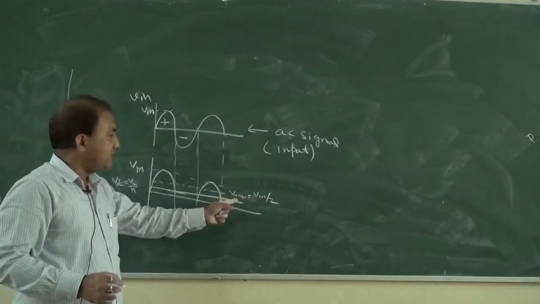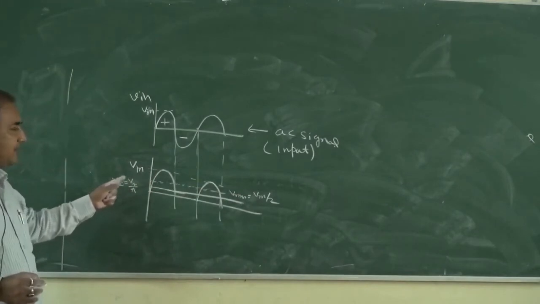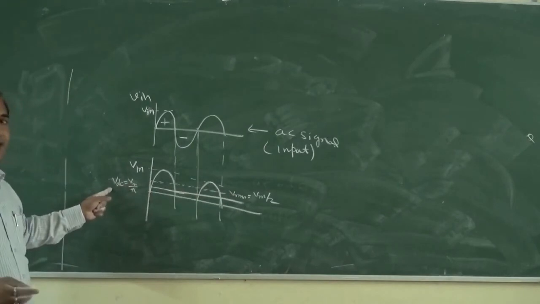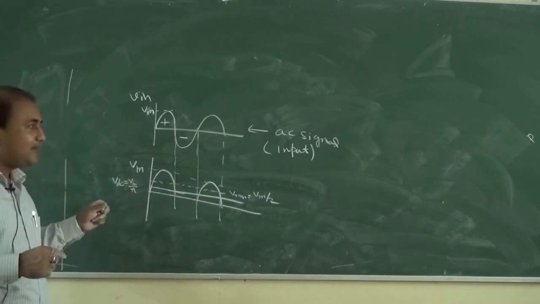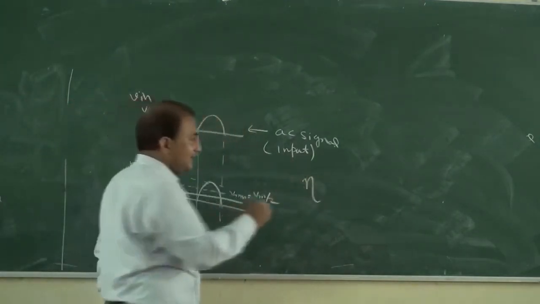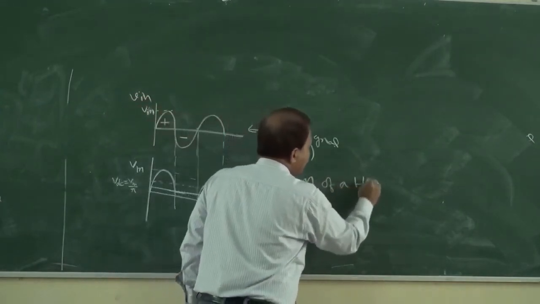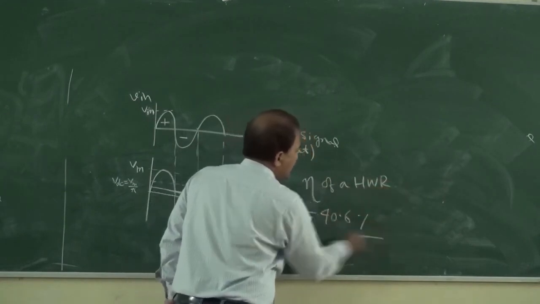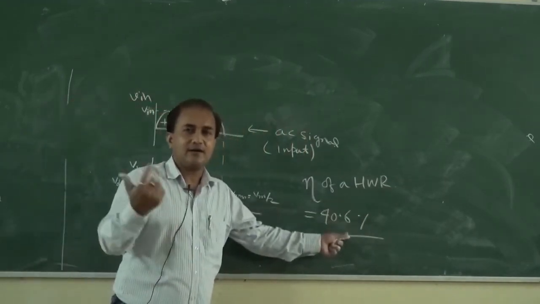So we can see that Vrms is more. Vrms is Vm by 2 and VDC is Vm by pi. So Vrms is more as compared to VDC in the output waveform of a half-wave rectifier circuit. That is why efficiency is lesser. The maximum efficiency of a half-wave rectifier circuit is 40.6%. Why only 40.6%? Why not 100%?